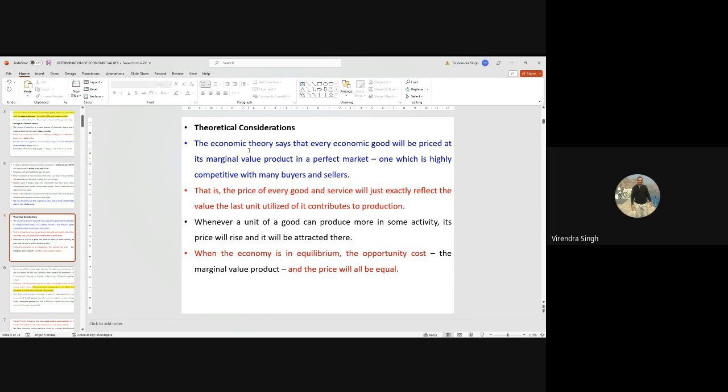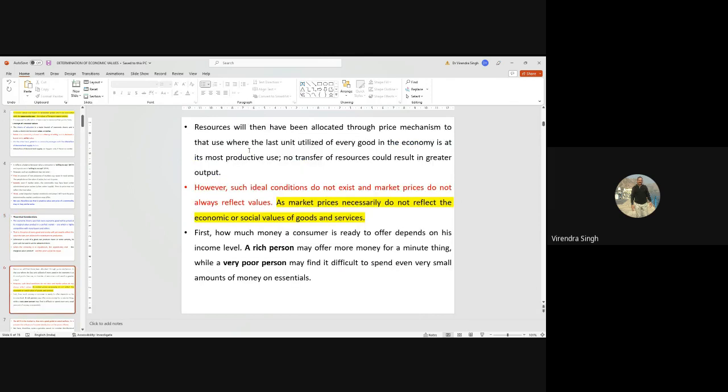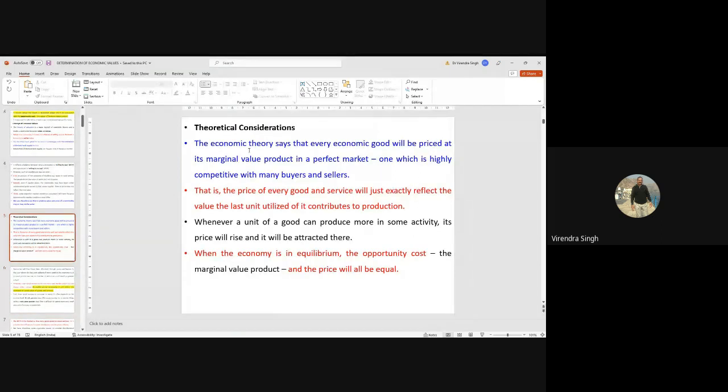When the economy is in equilibrium, the opportunity cost and the price will all be equal. It is the only situation in which price may reflect the value of a good. Otherwise, there is no condition. And the conditions I have narrated earlier are the situations in which a price may not reflect the value of the good.